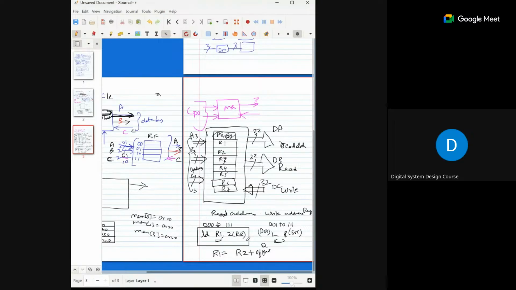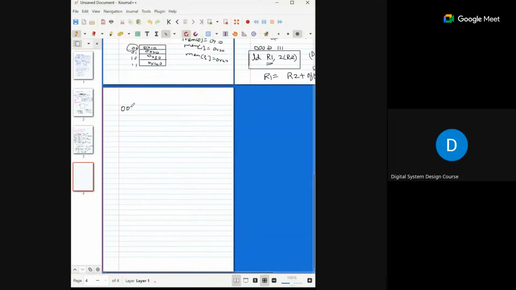What do you mean by offset? The next, second next register. So if I am telling some address like R1 is address 001, and I am telling R1 equal to mem of 001, it will take the value from address 1. But here I am telling R1 equal to mem of R2 plus offset. It means what is the content of R2? Suppose R2 content is 001.